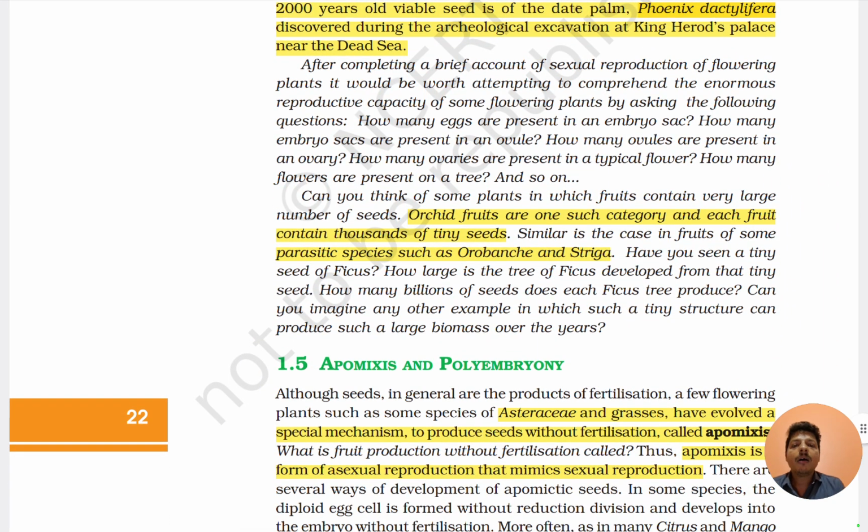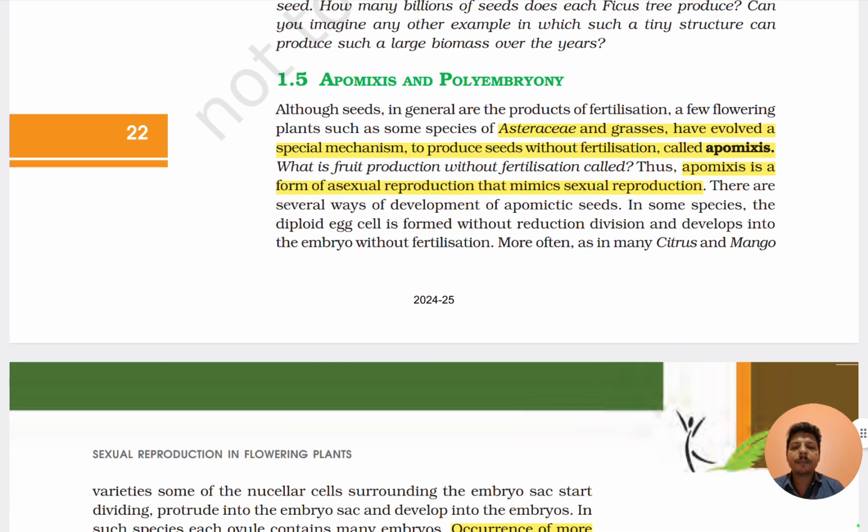Here again, some more points. Orchid fruits are one such category, and each fruit contains thousands of tiny seeds. There are similar cases in the fruits of some parasitic species such as Orobanche and Striga. Last topic, apomixis and polyembryony, where examples are Asteraceae and grasses. We already saw the diagram.